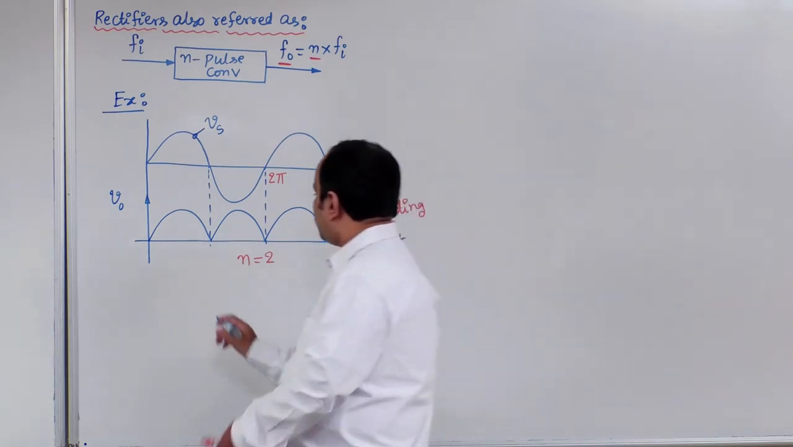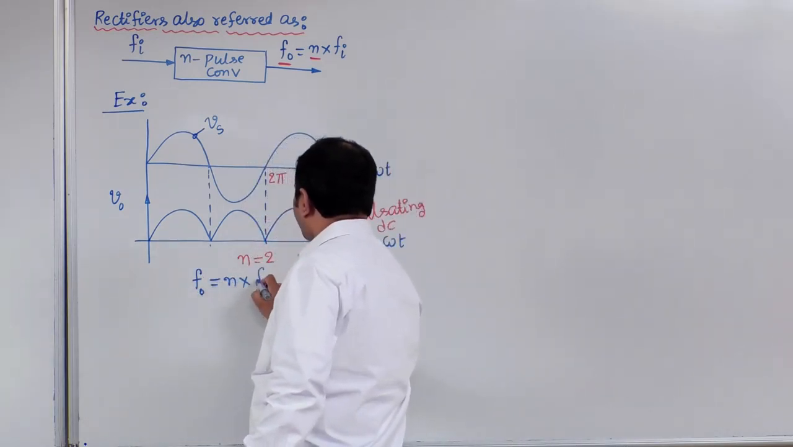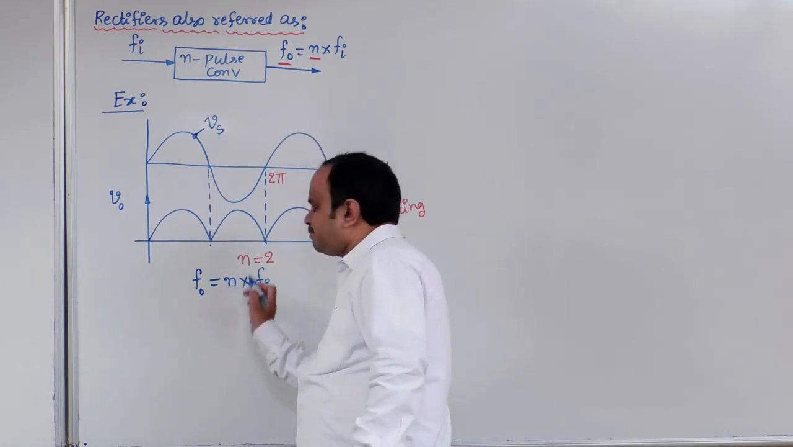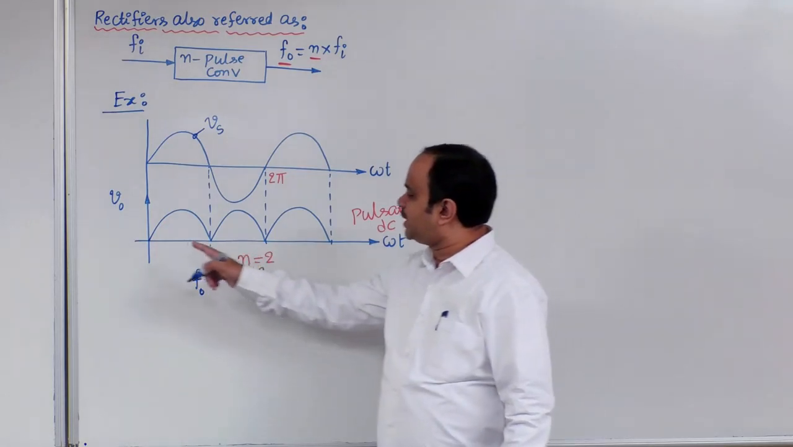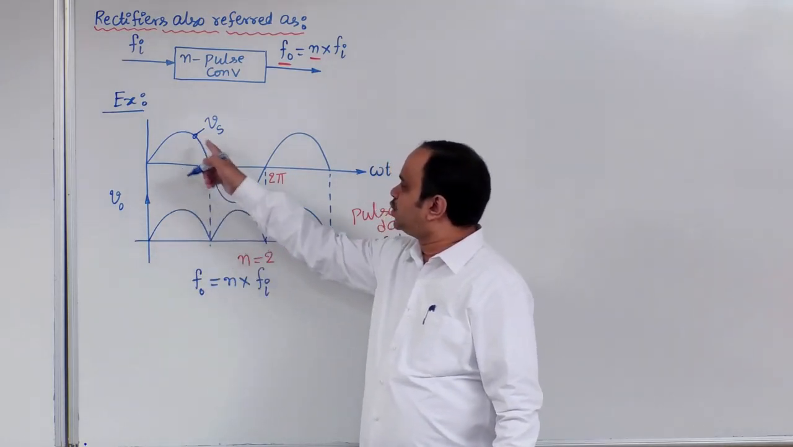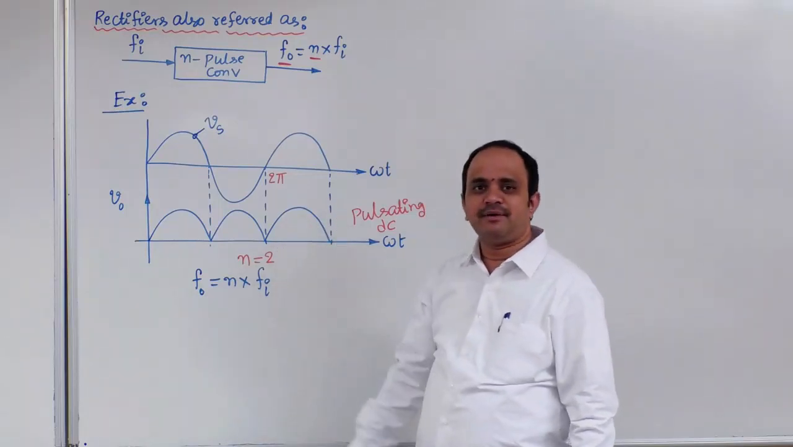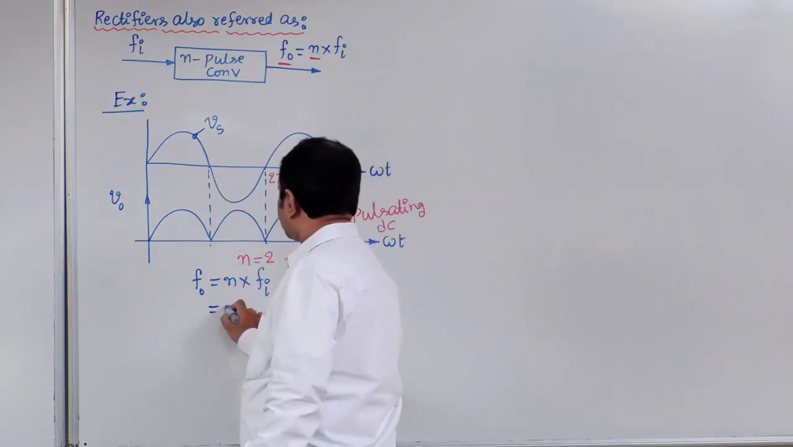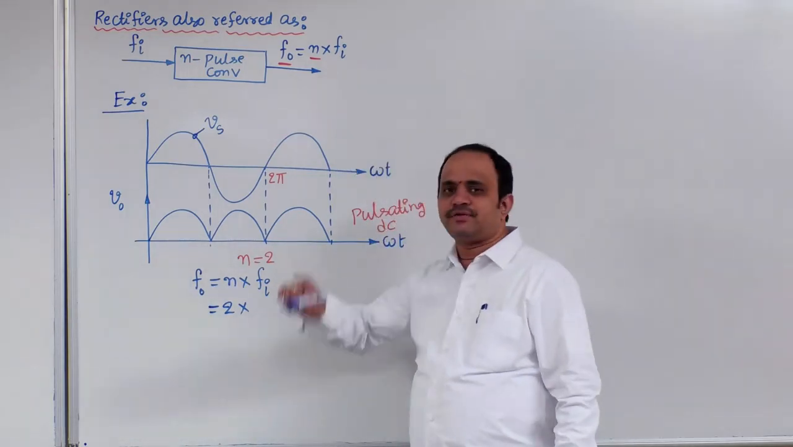So how can you define output ripple frequency? N multiplied with Fi. Okay, what is N here? Number of pulses when the source voltage completes one cycle. So for this particular example, what is N value? That is 2. 2 multiplied with input frequency.